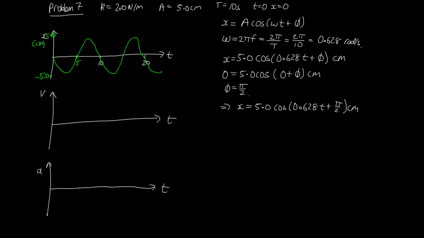Now, of course, this isn't the only solution to what we're told at the start. We could have also used, if we wanted, x is equal to A sine omega t, in which case we wouldn't have had a phi because sine of 0 is equal to 0. So if we chose to use this expression, then our graph would look like this.